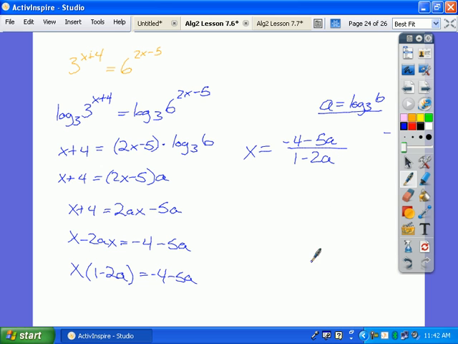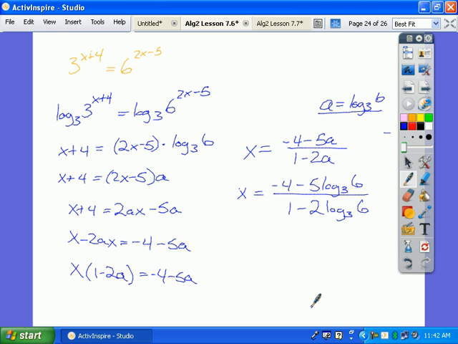And again, a is just a number, so there's nothing to freak out about. I've solved this for x, and the only thing I could do now is substitute back in log base 3 of 6. So x equals negative 4 minus 5 log base 3 of 6 over 1 minus 2 log base 3 of 6. And that is the most exact answer you could give to this problem.